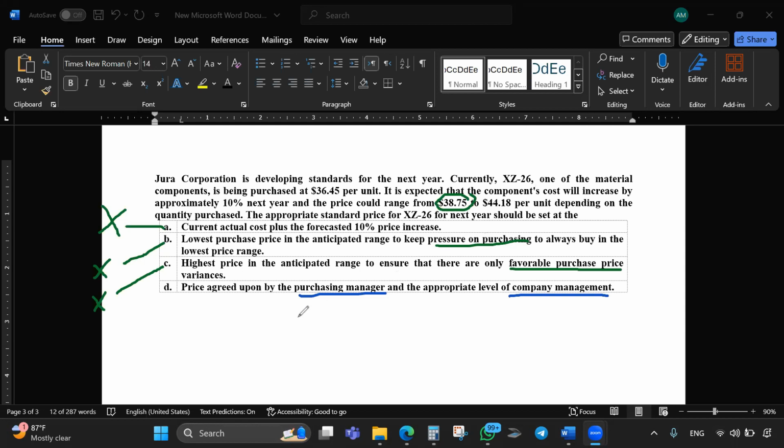So the best solution will be the last one, because it takes into consideration the price variance between 38 and 44, the price range, and all opinions in the company.